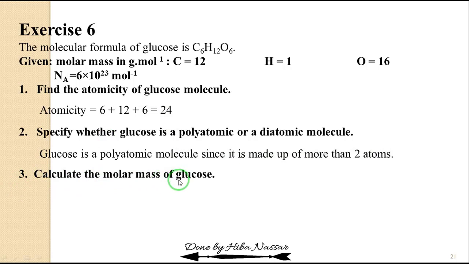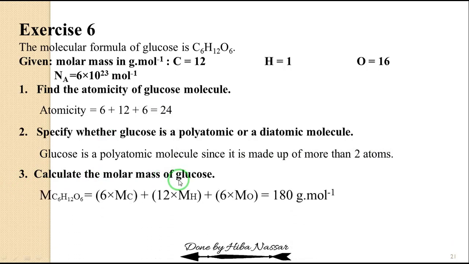Question number 3. Calculate the molar mass of glucose. So here the molar mass for glucose is equal to, respectively, let's start with carbon. We have 6 carbon atoms, so 6 times the molar mass for carbon, which is 12, plus 12 times the molar mass for hydrogen, plus 6 times the molar mass for oxygen, and it will be equal to 180 gram per mole.